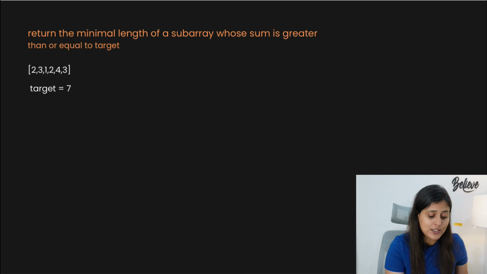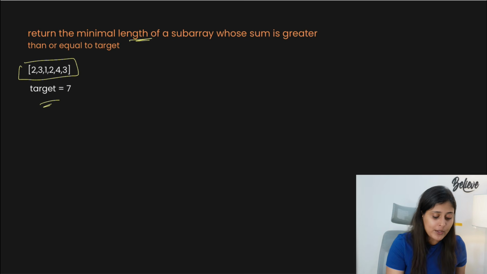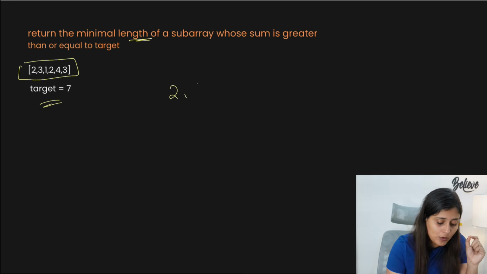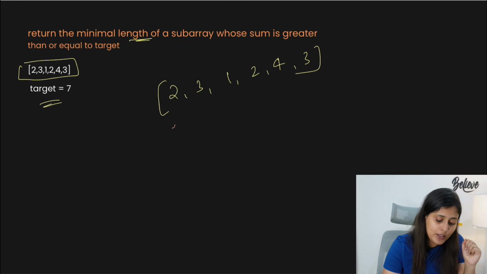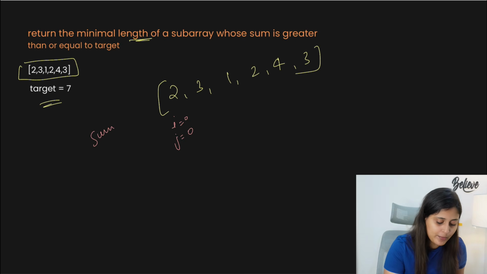So the problem says you will be given a number array and your task is to give the minimum length of a subarray whose sum is greater than or equal to a particular target value. So the target value is 7, it is given, okay. Now the array values are like this. So what you will do in this, you will start your i pointer and j pointer, let's suppose from the very first index, and you will take a summation variable and you will add this value in the summation variable.